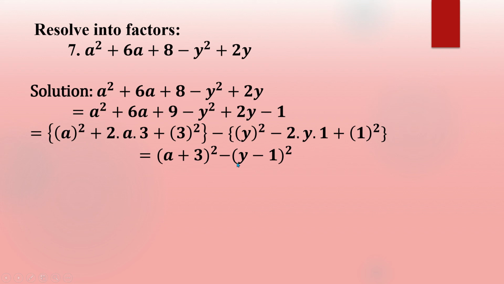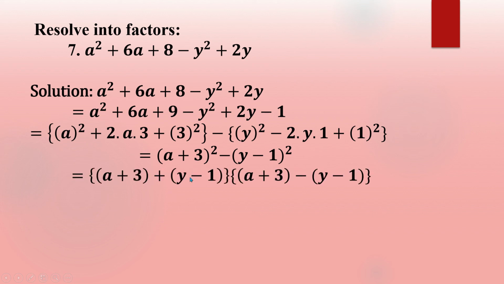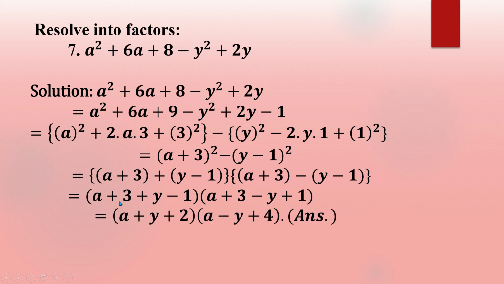Okay, again a square minus b square, the formula will be a plus b into a minus b. Here a means a plus 3 and b means y minus 1. So this plus this into this minus this. Now calculate, we'll get a plus 3 plus y minus 1 into a plus 3 minus y plus 1. Now calculate, we'll get a plus y plus 2 into a minus y plus 4, because 3 plus 1 means 4. This is the required answer.